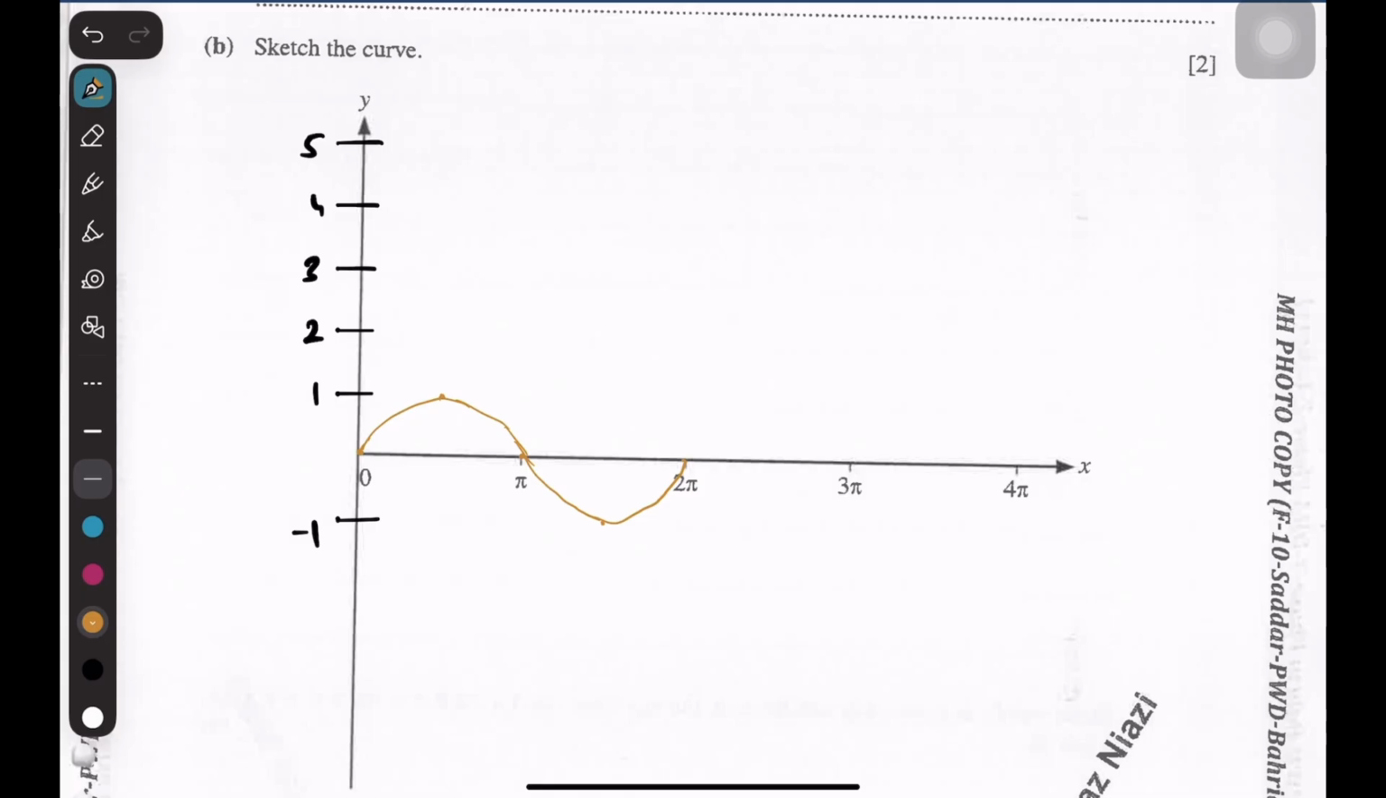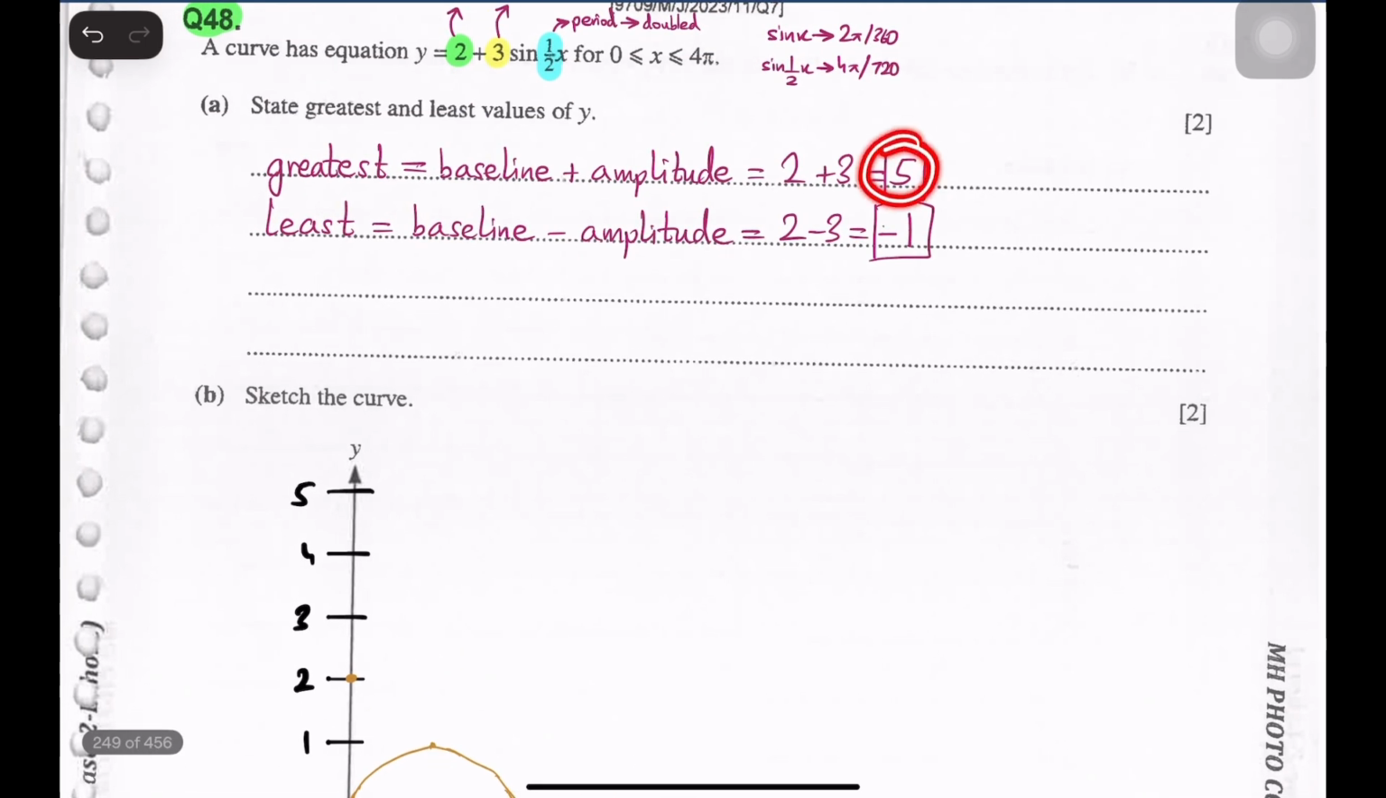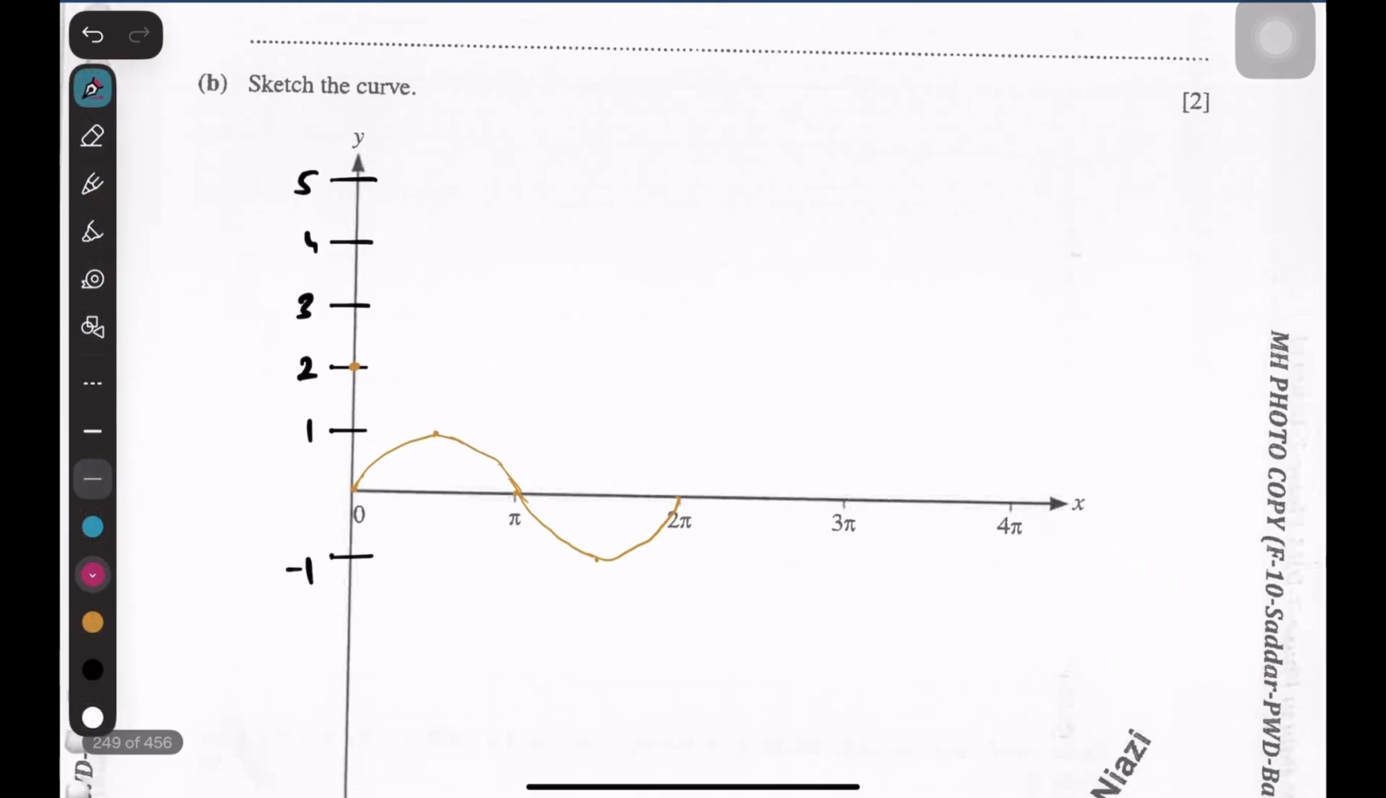Now what's happening is that our baseline is shifted to 2, so our graph will start from here. Then the second thing is that our graph's period has doubled. So instead of having our second point at pi by 2, our second point will be at pi. And this has to be the maximum point, and we just found that our maximum point will be 5. So our maximum point, let's do this in red, will be at pi comma 5. So I'll go upwards from pi till 5. Somewhere over here we'll have our maximum point. Yeah, let's keep this in crosses.